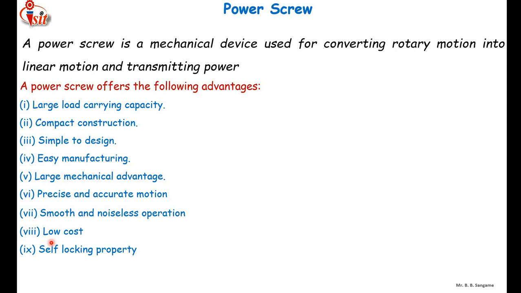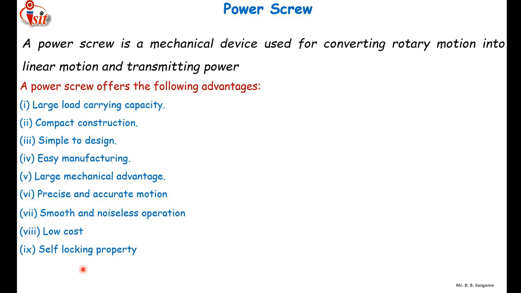One more thing is it offers the self-locking property, as we have seen that the power screws are used in the screw jack also, and they have the ability to provide the self-locking property. So we can design in such a manner that the screw can be self-locking, so that it will hold the load when you lift the load by using the screw jack. It will not move in the reverse direction by itself, so that is called as self-locking property.